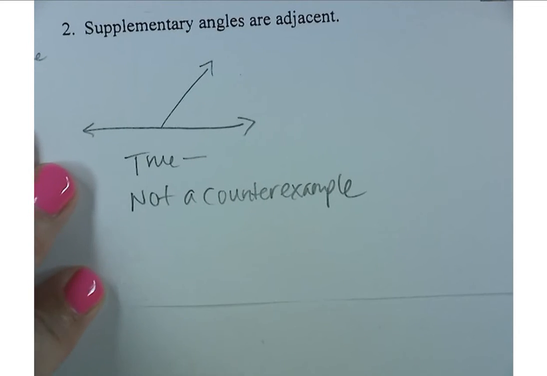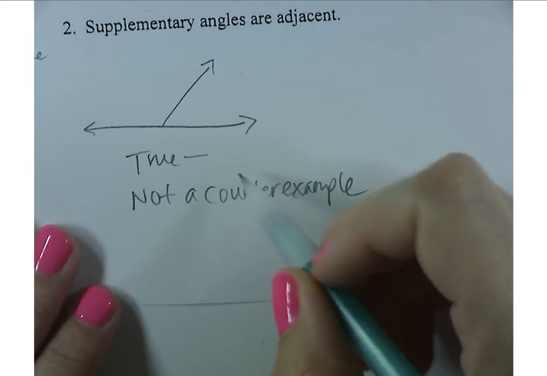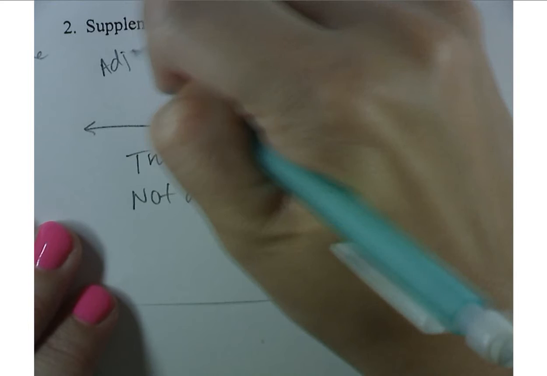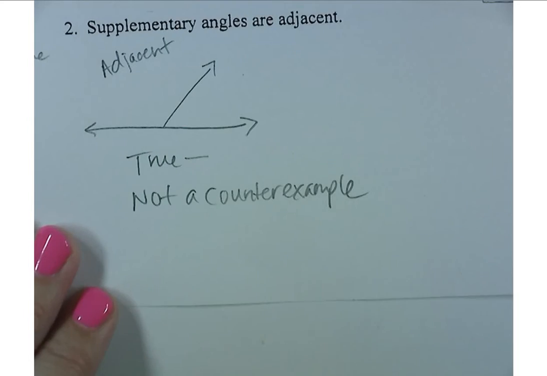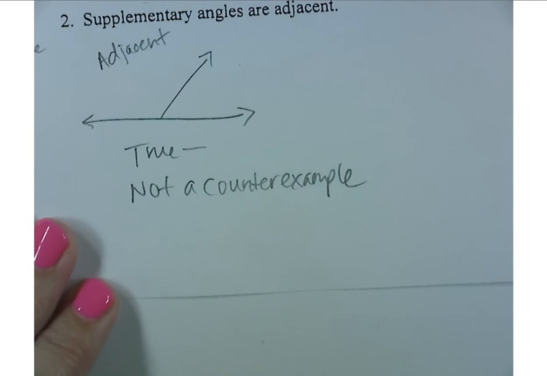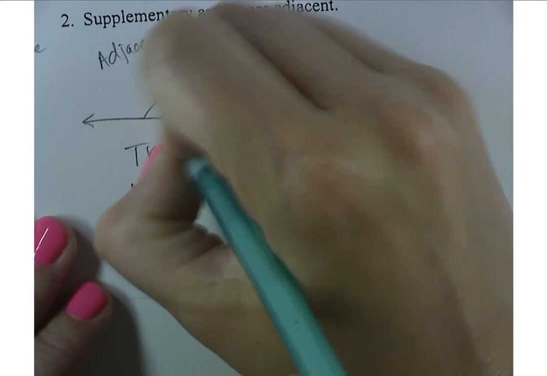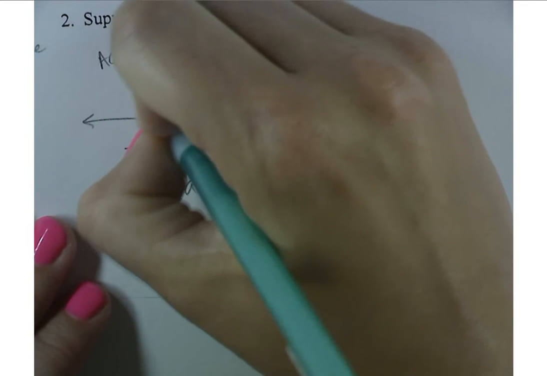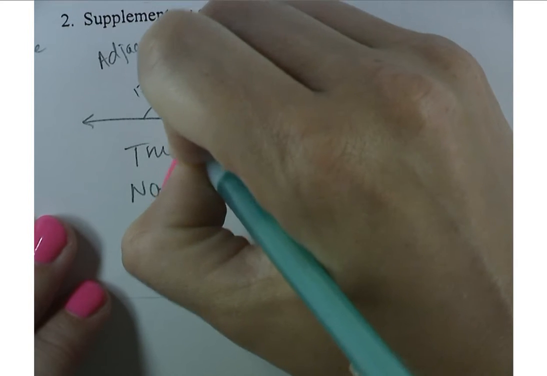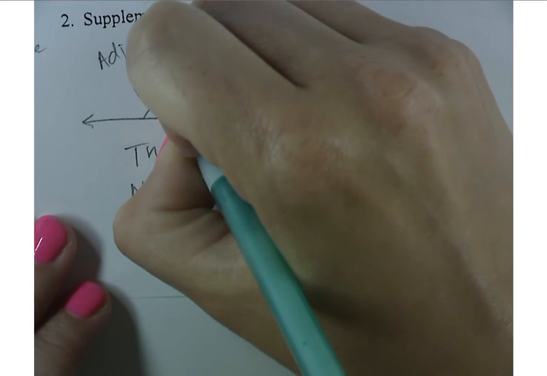Okay, so these are adjacent, right? So I have to try to draw 2 angles that are not adjacent but are still supplementary. And really, you could give these whatever you want to say. This was 130, and this was 50.